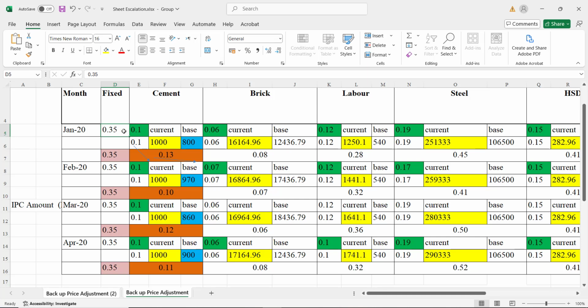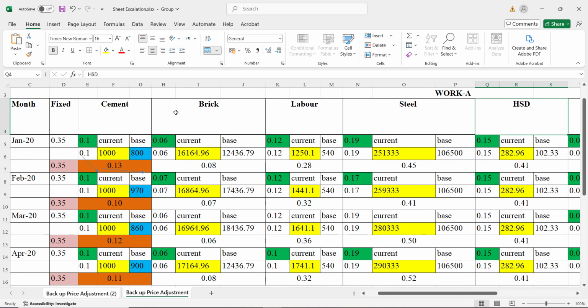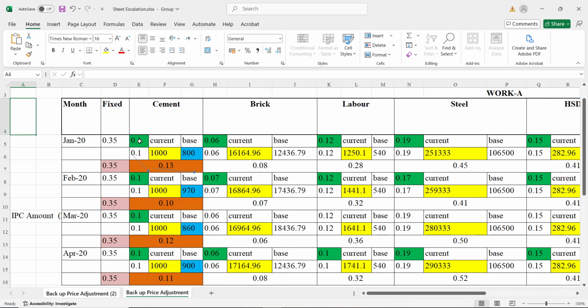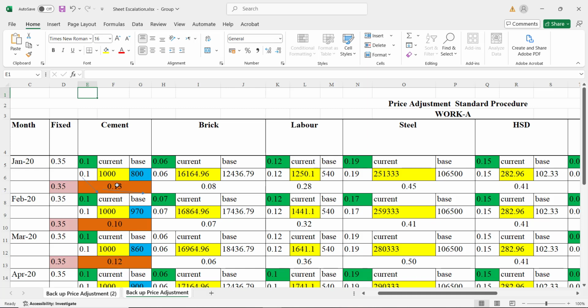Actually the maximum is 25, but before it was 35, so we made it 35 according to the formula. Now this is the weightage, 10% cement. Suppose a calculation has been made, and there are some items on which we have to pay escalation: cement, brick, labor, steel, high speed diesel, aluminum items, and wooden items. This is the coefficient, this B is the weightage, and then Ln by L naught. If we put it in front, this is the ratio of all these coefficients.